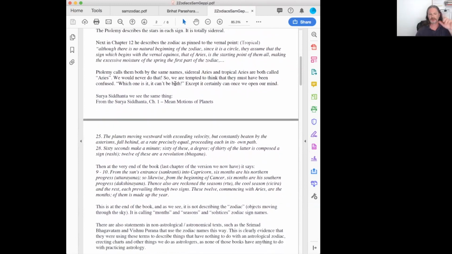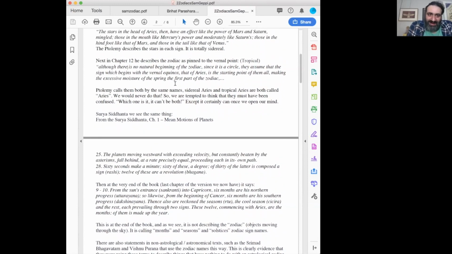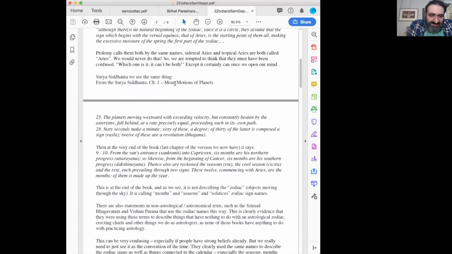Yeah. So let me go on, because now I'm going to talk about the same thing in Surya Siddhanta. We see the same thing. Yeah. This is one of the biggest things: everybody acts like it's the same thing. They act like, well, sidereal or tropical, one is that, one is that. No, they are two totally different things that have no resemblance to each other.